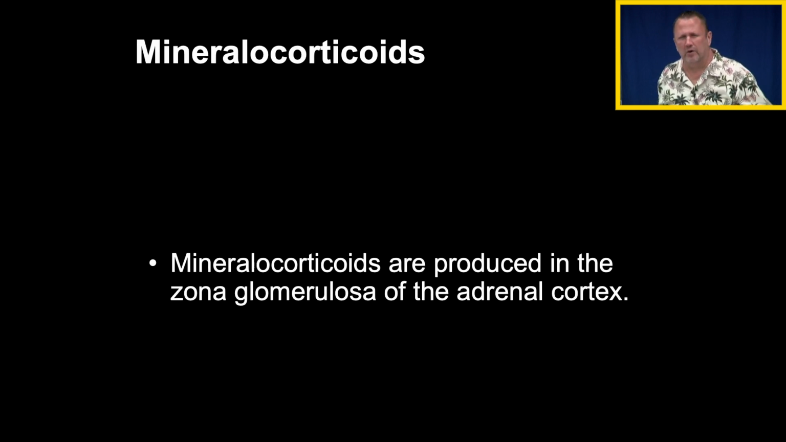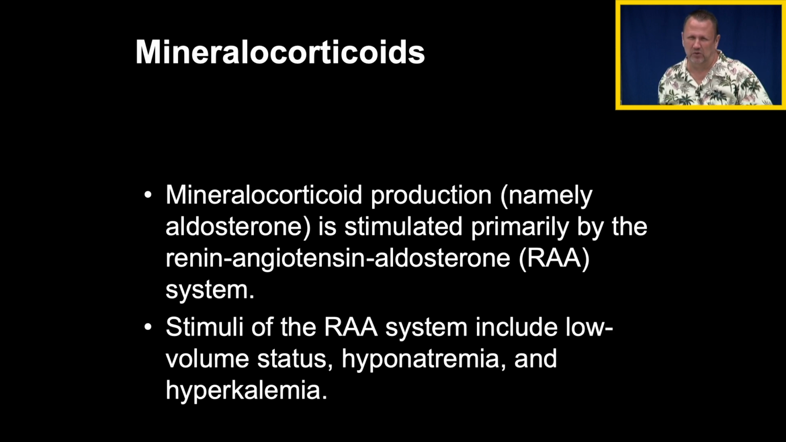The mineral corticoids are produced in the zona glomerulosa of the adrenal cortex. I think I cut and paste that from somewhere. I don't think I need you to know that, although they will use these words when they talk about this in clinical pharmacology. They'll talk about zona glomerulosa cells producing the mineral corticoids. All right, so there's all sorts of mineral corticoids. Aldosterone is the one we refer to.